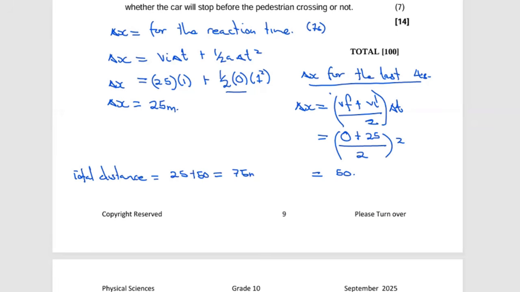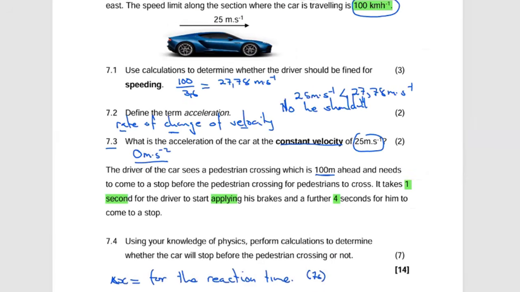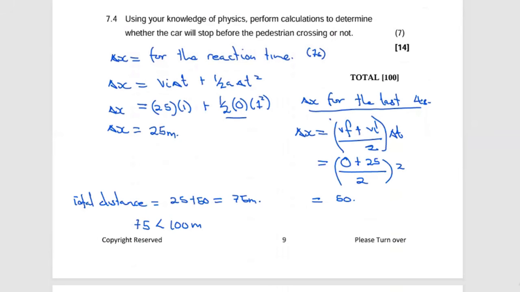That gives a value of 75 meters. After that, 75 meters is less than the 100 meters. How far was the pedestrian crossing? 100 meters. Therefore, what does that mean? It means he stopped before the pedestrian crossing, so the car will stop. As a conclusion, we'll say the car will stop before the pedestrian crossing.